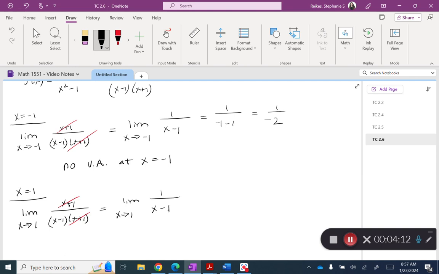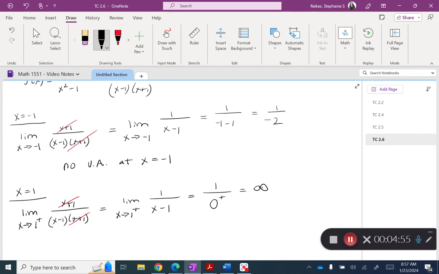Now again, if we were to plug just 1 in right there, we would get 1 divided by 0. So let's think in terms of our one-sided limits that I spoke about in a previous video. Let's see what happens as we are approaching 1 from the right-hand side. So we are going to write this as 1 over 0, but as I'm approaching from the right-hand side. And so 1 divided by a really tiny positive number, from the right, is going to give me positive infinity.